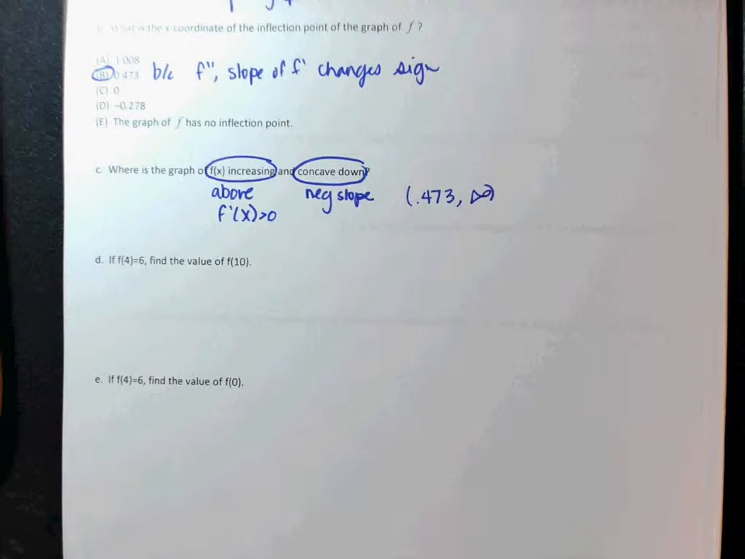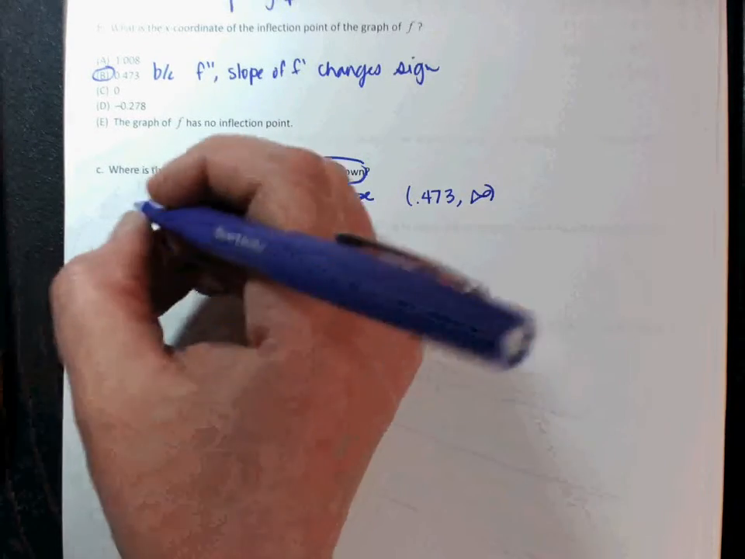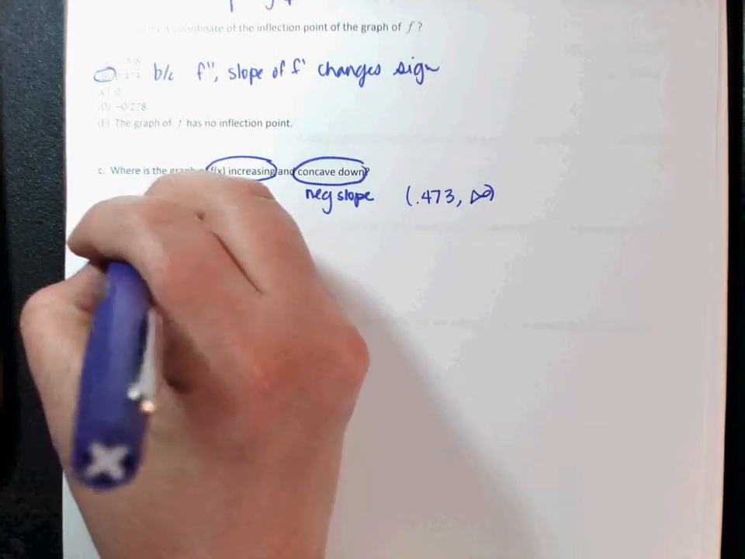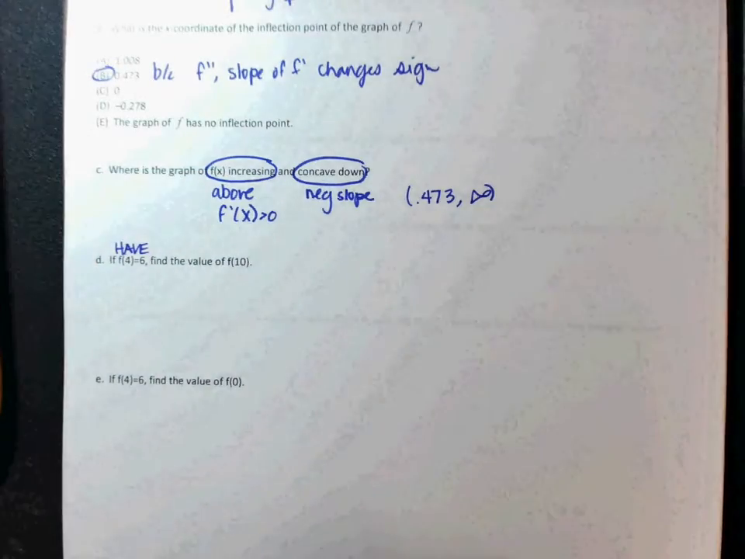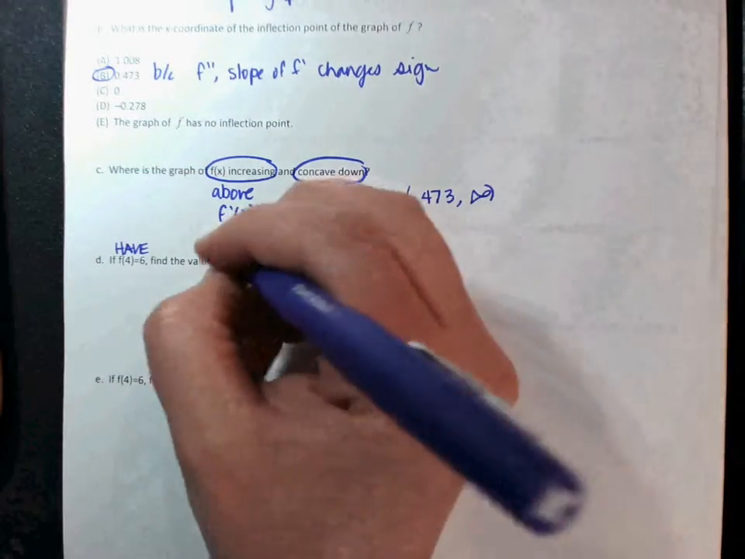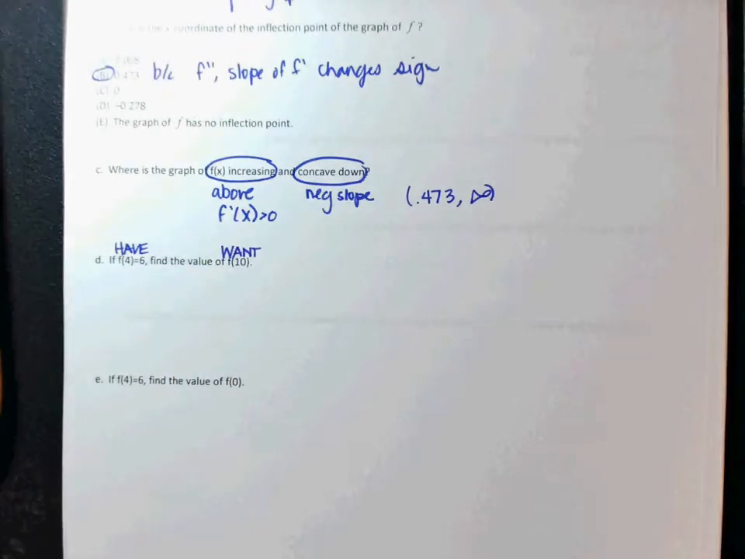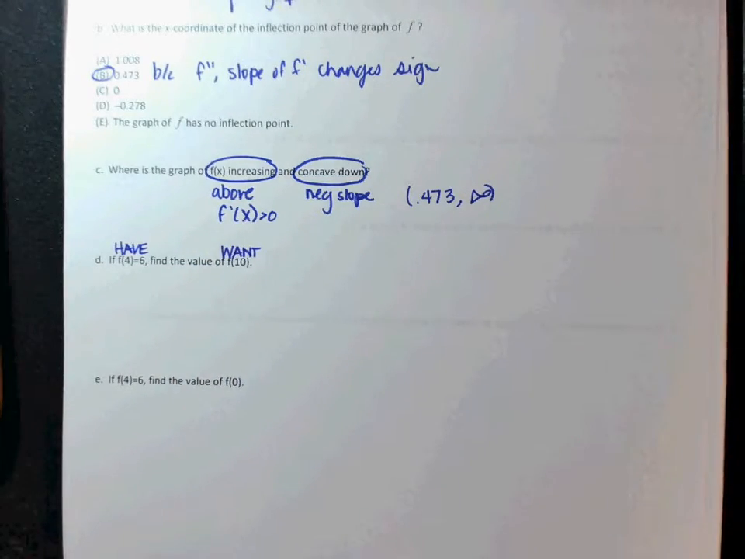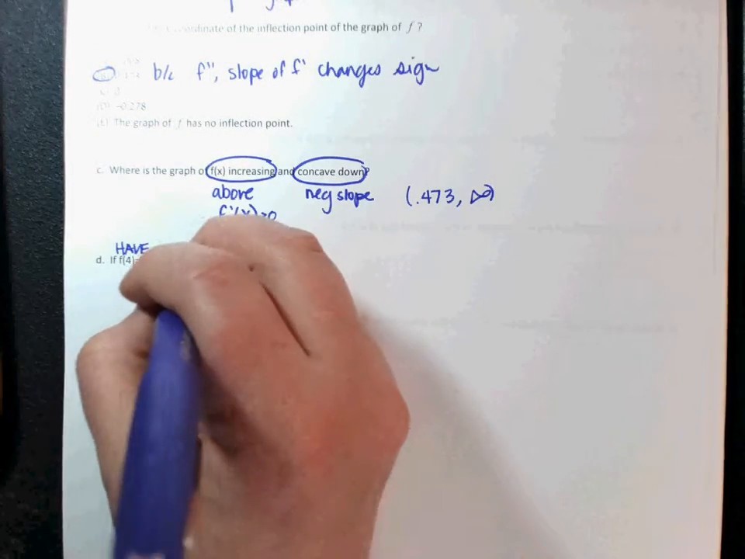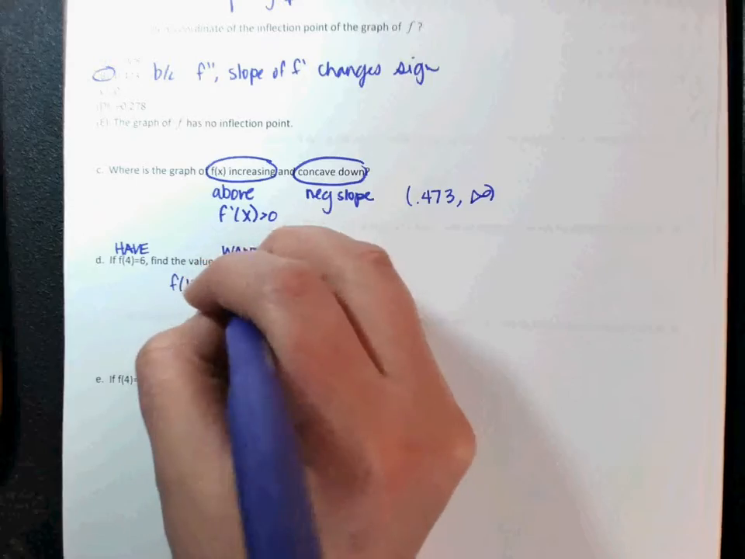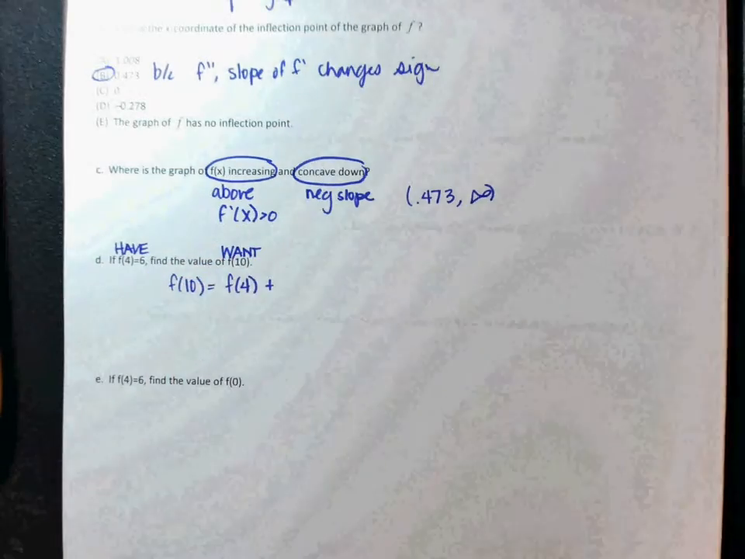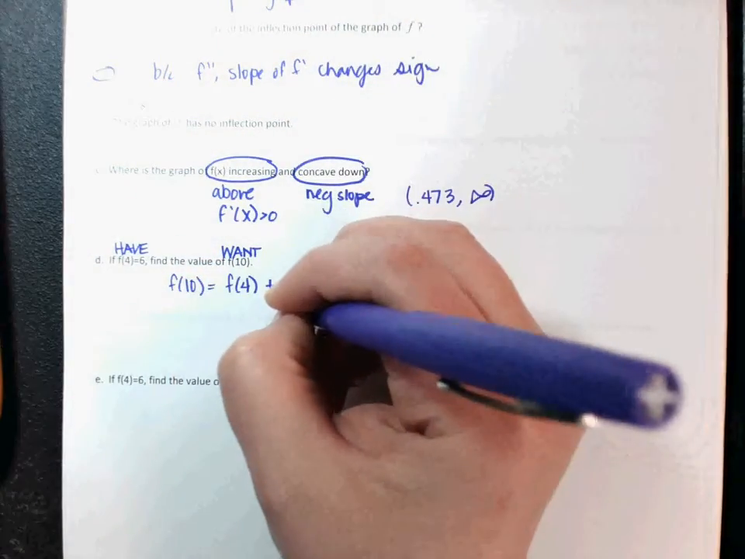Part D says, f of 4 is 6, find the value of f of 10. You might say that you have f of 4, and if you're finding f of 10, you want it. So what would you do? Version B, very good. What do I start with? F of 10 equals f of 4 plus, and then I do the integral from 4 to 10.